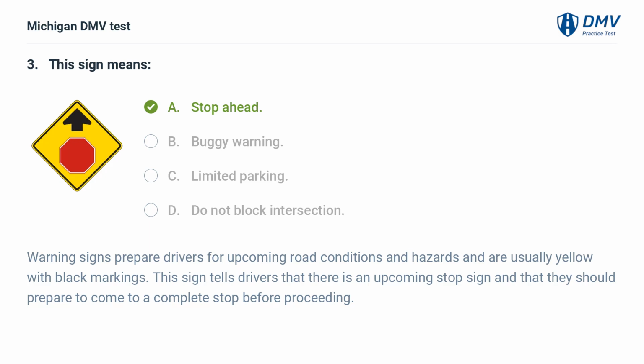Warning signs prepare drivers for upcoming road conditions and hazards and are usually yellow with black markings. This sign tells drivers that there is an upcoming stop sign and that they should prepare to come to a complete stop before proceeding.